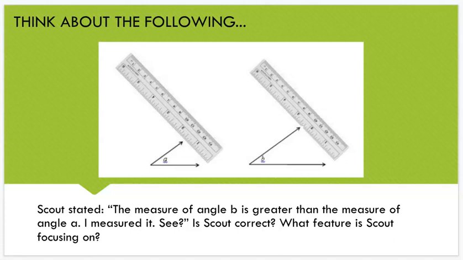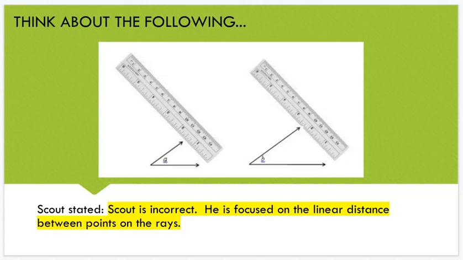Remember, Scout is saying the measure of angle B is greater than the measure of angle A because he measured it. Scout's using the ruler to measure this part of these rays. Is that the angle? Scout's incorrect. He's focused on the linear distance between points on the rays.